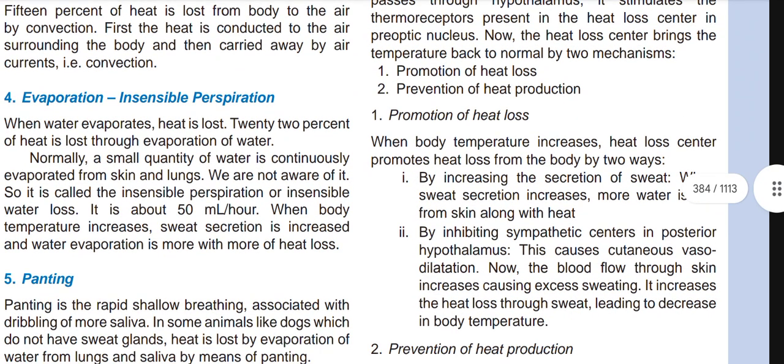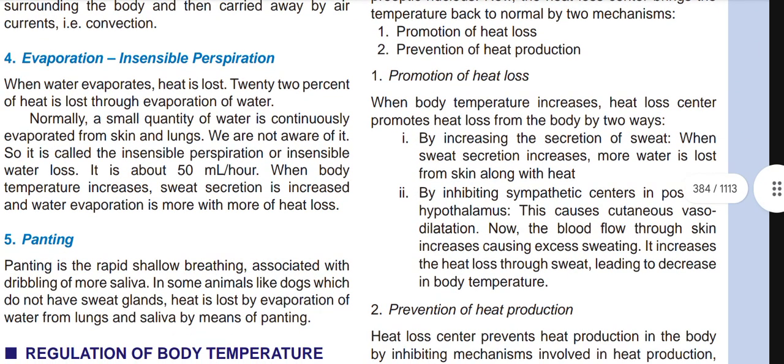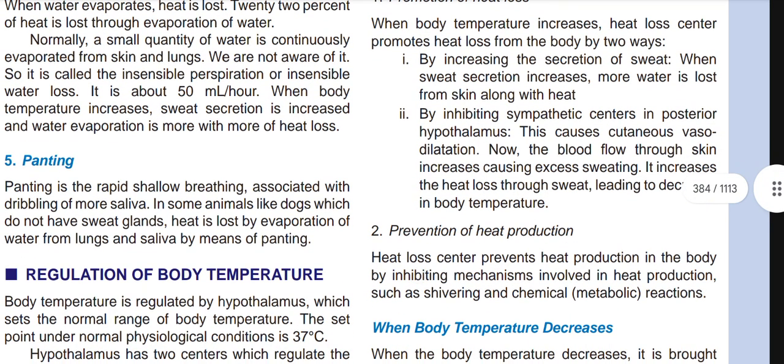How does the promotion of heat loss occur? When the body temperature increases, the heat loss center promotes heat loss from the body in two ways: by increasing the secretion of sweat, so that more water is lost from the skin along with heat, and by inhibiting the sympathetic centers in the posterior hypothalamus. This causes cutaneous vasodilation. Now the blood flow through the skin increases, causing excess sweating.